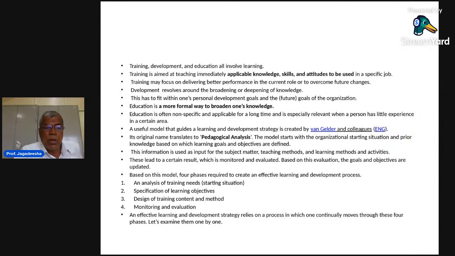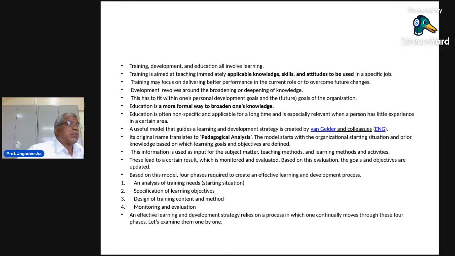Then you should be able to identify what the methods are. Methods of training, you know, should be either on the job training or off the job training. On the job and off the job training will come up maybe at a subsequent level. You can kindly wait for some time.